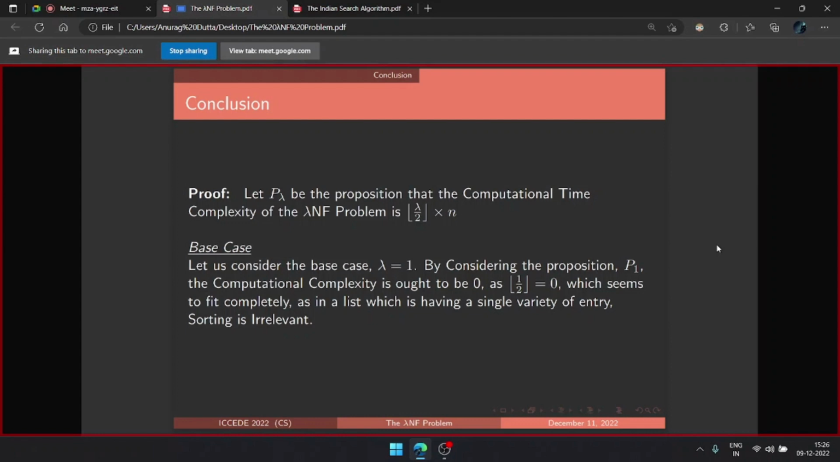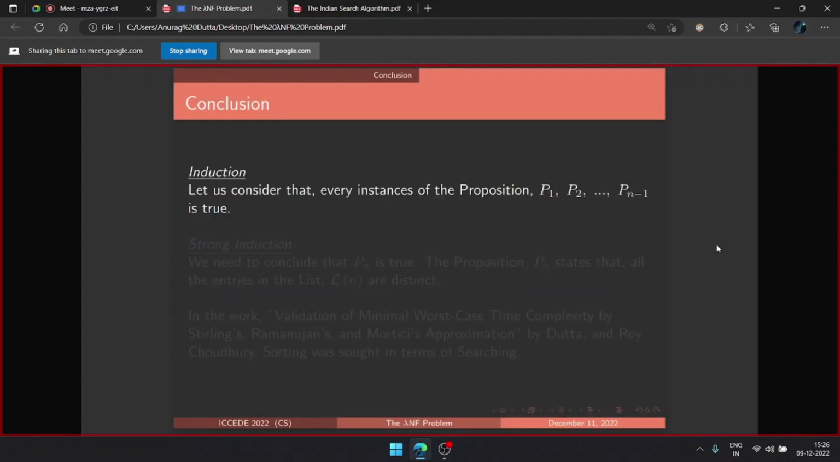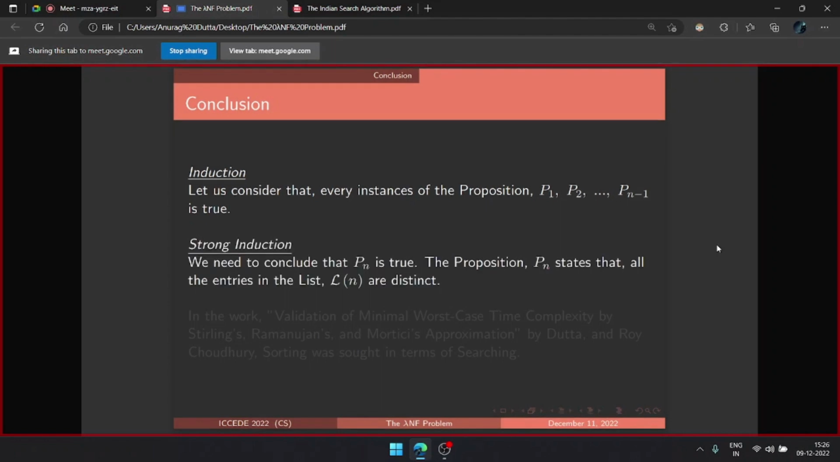So the base case is lambda being equal to 1, and as we know the floor of 1 upon 2 is 0, which fits completely. In a list having a single variety of entry, sorting is irrelevant. We can't sort a list having only one element. So this seems to fit quite well. Now, the induction here could be: let us consider that every instance of the proposition P1, P2 up to Pn minus 1 is true. Let us assume that. So, by making use of strong induction, we need to conclude that Pn is true. The proposition Pn states that all the entries in the list Ln are distinct.